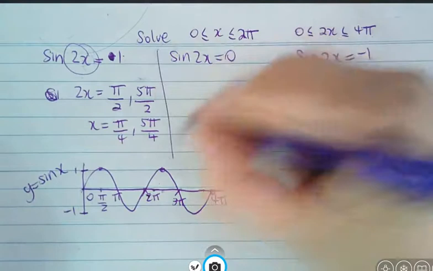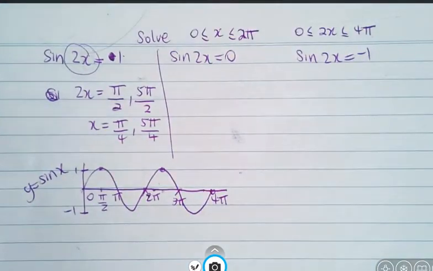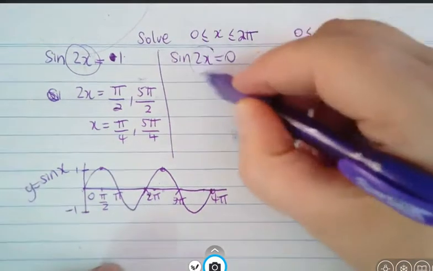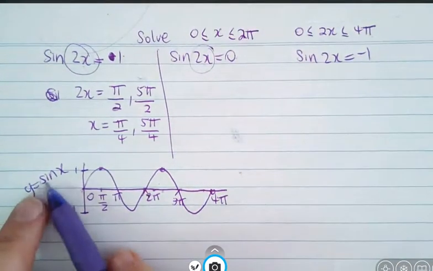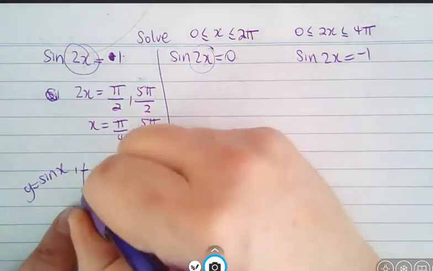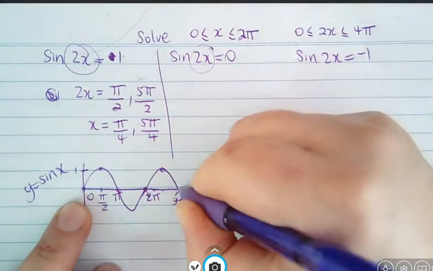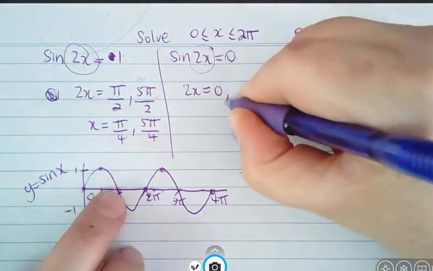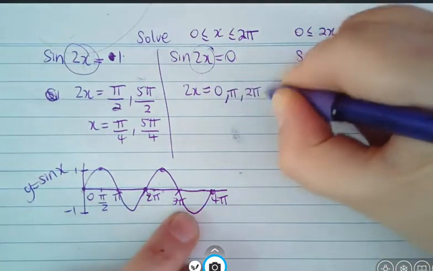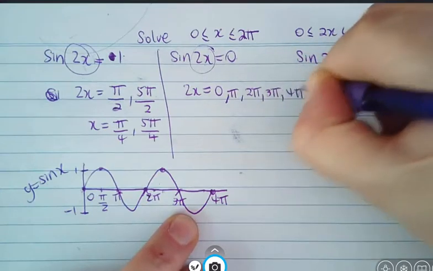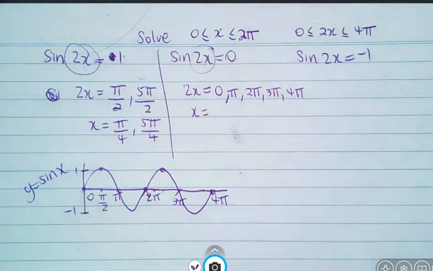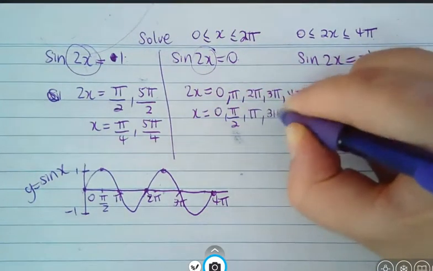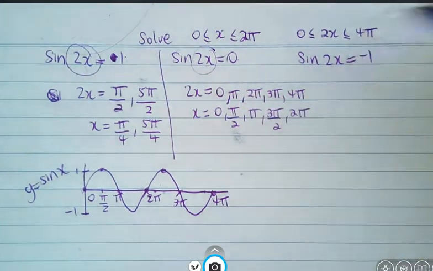Okay? Now using that same curve, I can solve sine of 2x is 0. So sine of something is 0. Just draw the ordinary sine curve, and here are my answers. Where does the sine curve equal 0? I've got 5 solutions. I've got 0, pi, 2 pi, 3 pi, and 4 pi. And that is the solution for 2x. So now I divide by 2, and I've got those 5 solutions, okay?